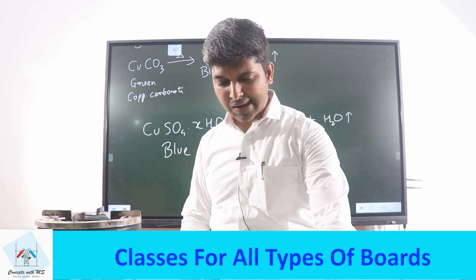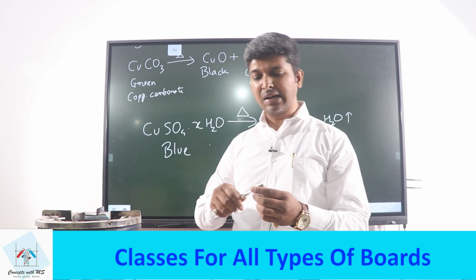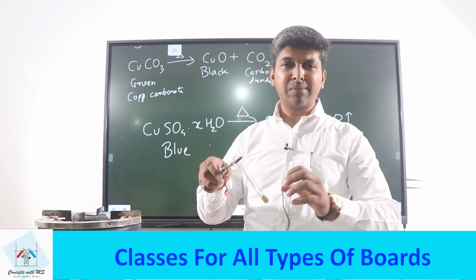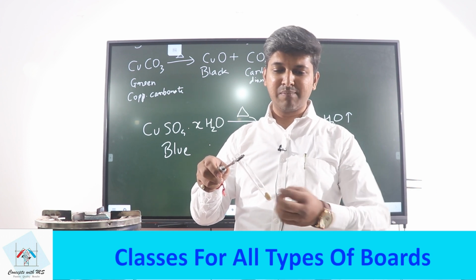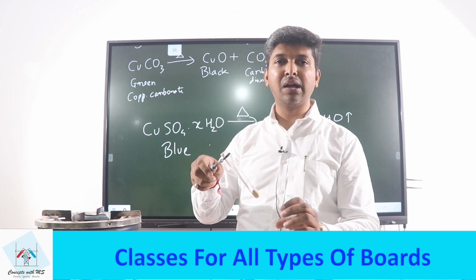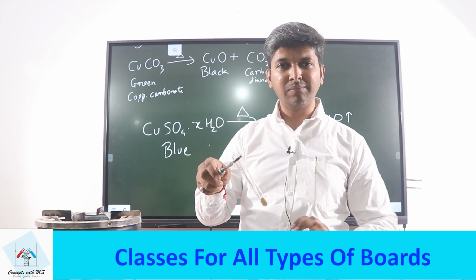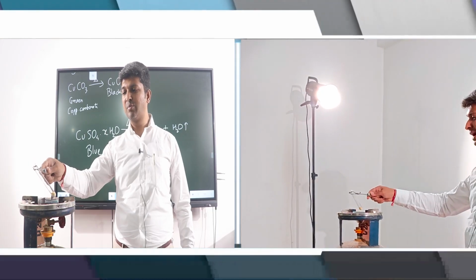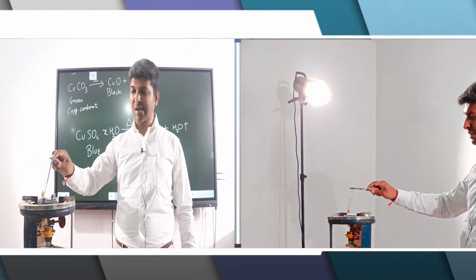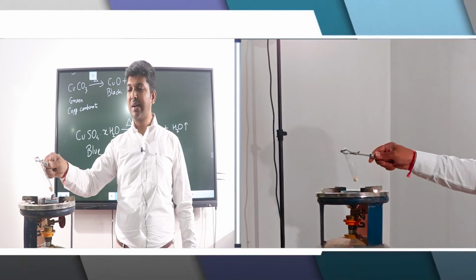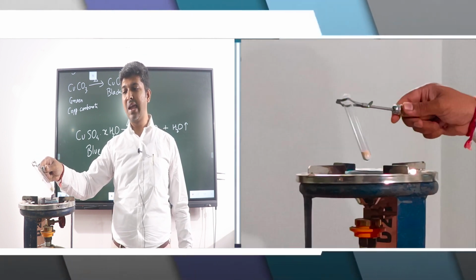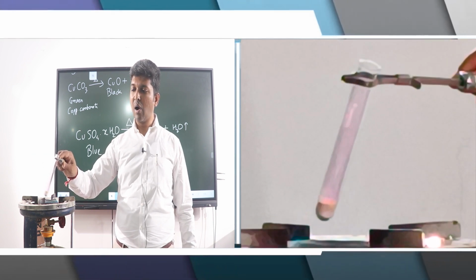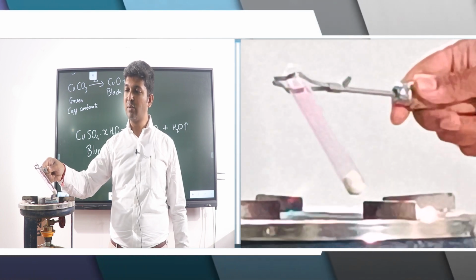Now it's time to take the next salt. Next salt is zinc carbonate, which is actually white in color. But by the time I got the chemical over here, because it was in contact with some other chemicals, it has turned kind of mustard in color, but actually it is white. When we heat zinc carbonate, we are going to get zinc oxide, which has a typical characteristic of being yellow when hot and white when cold.